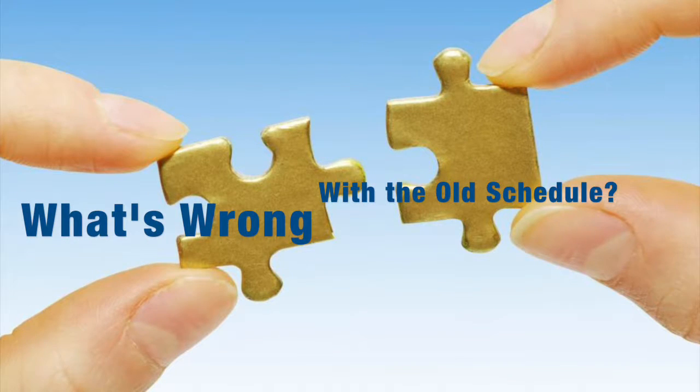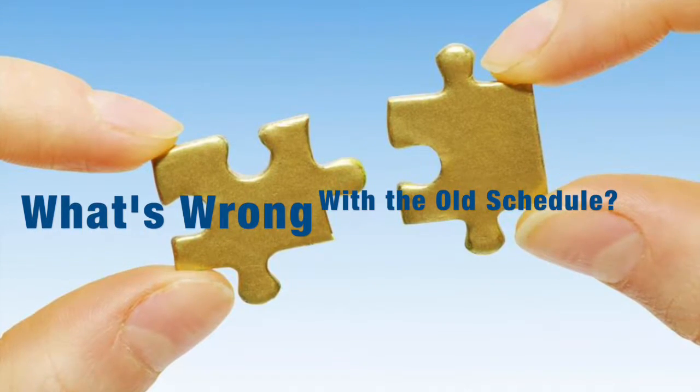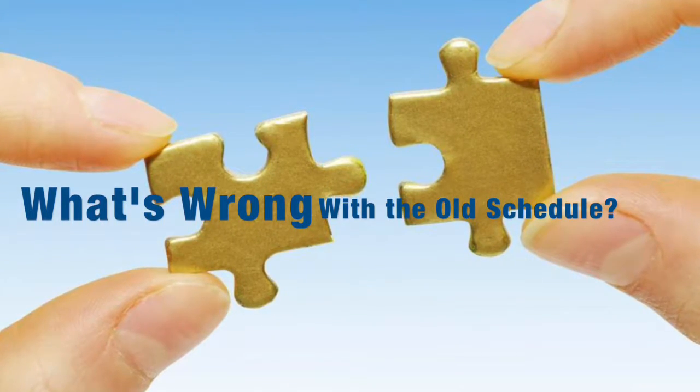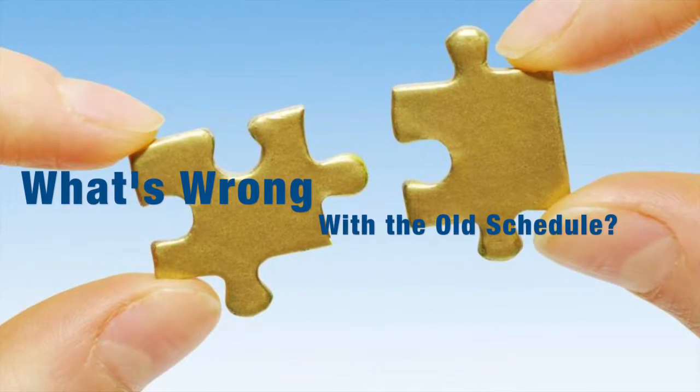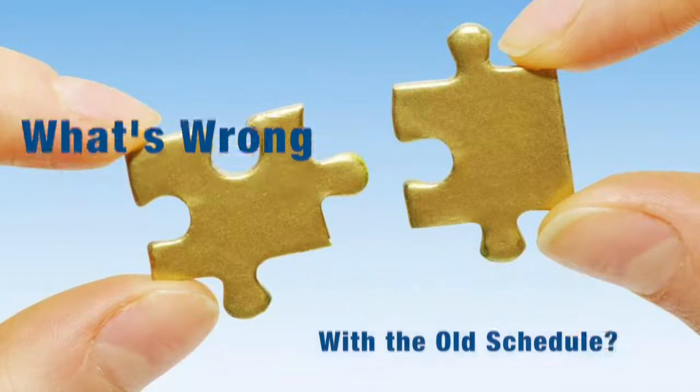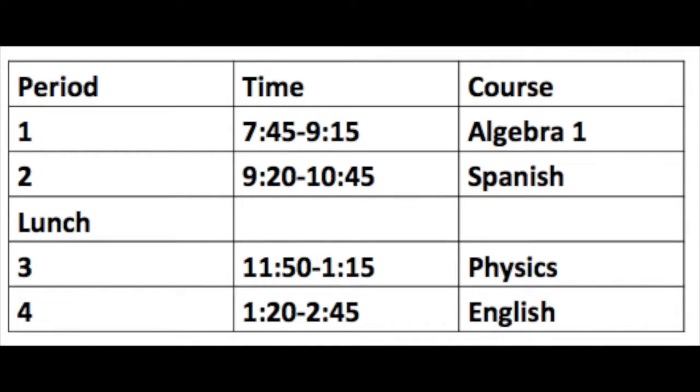As Maryknoll High School looks to a flex schedule, we have been asked occasionally, what's wrong with the old schedule? Well, prior to studying a flex schedule model, Maryknoll High School operated on a 3-period day, and most recently a 4-period day, similar to what you see in the picture here. It had operated on that model for decades.